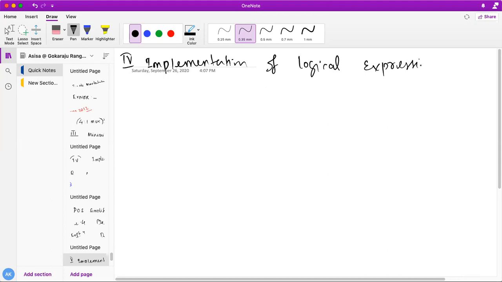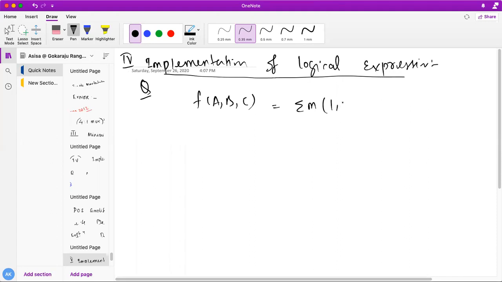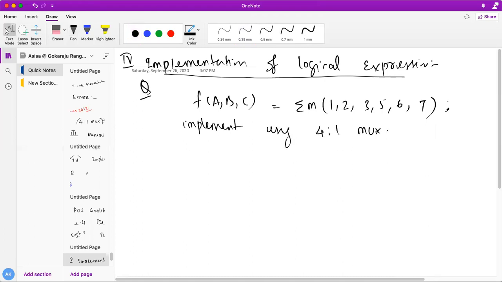Let's say my question is: F of A, B, C is given as summation of m 1, 2, 3, 5, 6 and 7. If this question is given to you, implement it using the given function with a 4:1 mux. You just know that it's actually a 3 variable function.